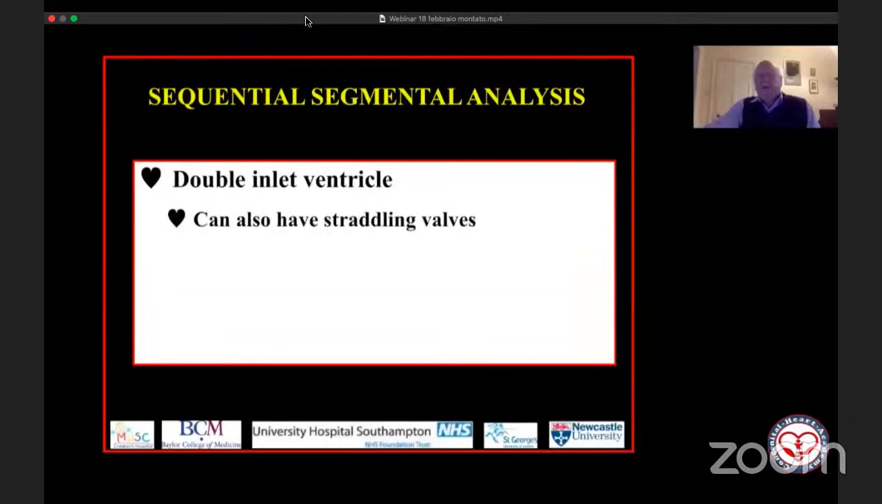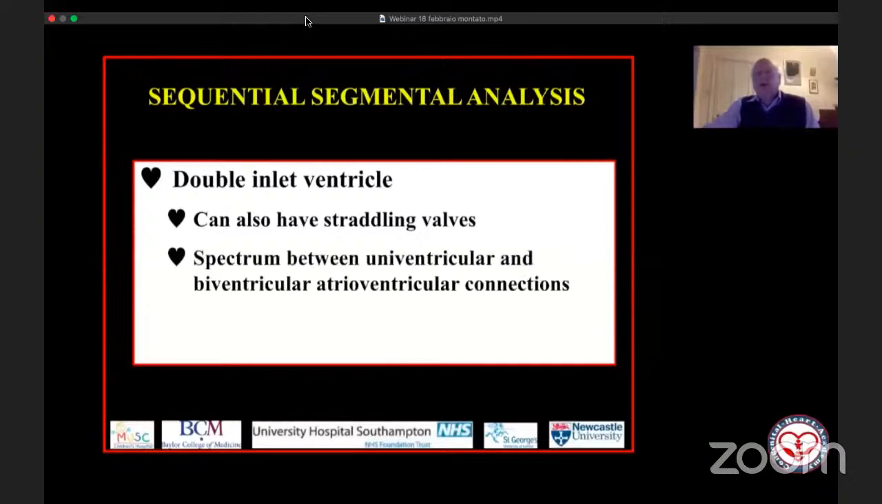So we've dealt with double inlet ventricle in terms of its connection. We should remember that on occasion, the valves can straddle in double inlet ventricle, either one or other of two valves or a common valve.